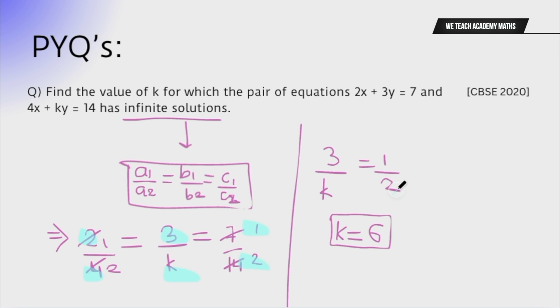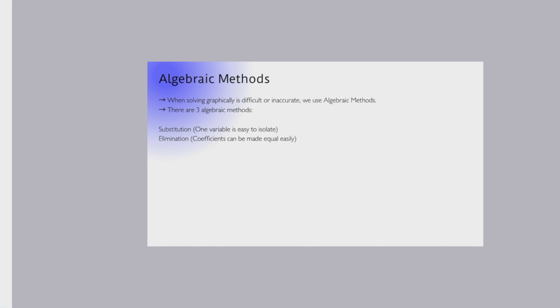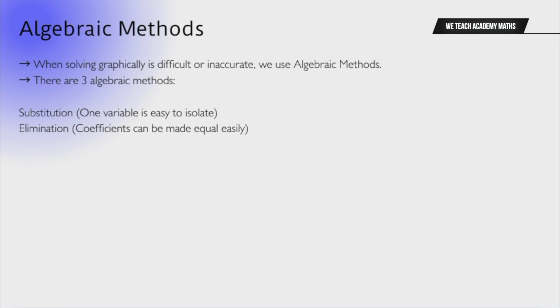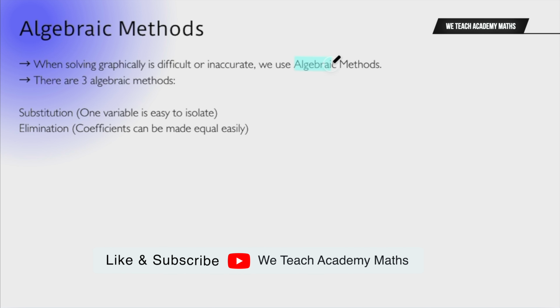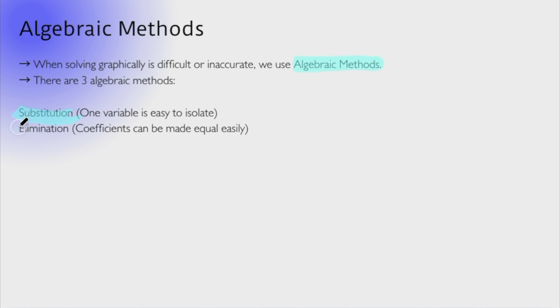So when we cross multiply k and 3 by k and 1 by 2, we get k is equal to 6. Hence the answer to this question that had appeared in the 2020 CBSE exam is k is equal to 6. Algebraic methods. When solving graphically is difficult and inaccurate, we use some algebraic methods. So there are three algebraic methods, but we only have two in the syllabus, which are the substitution method and the elimination method.